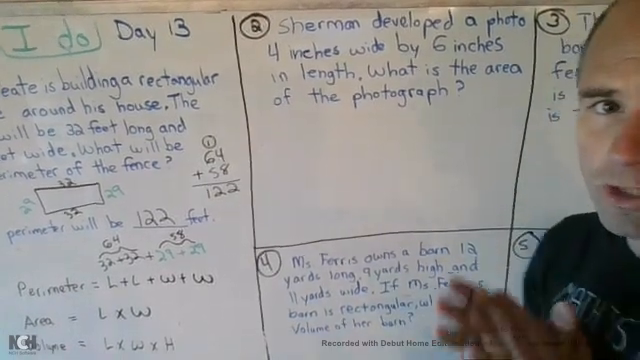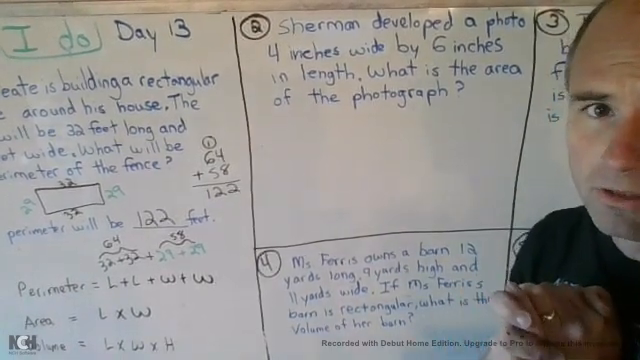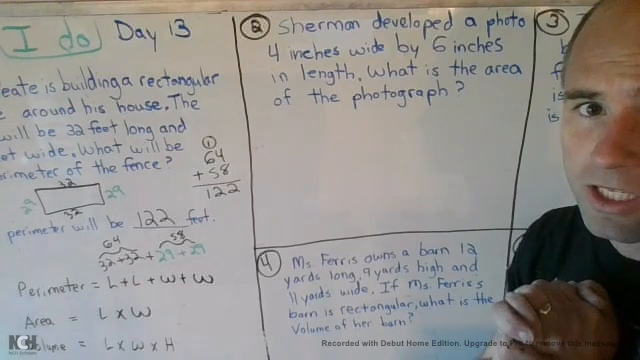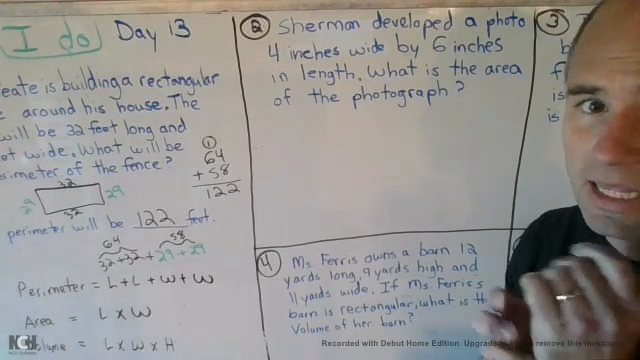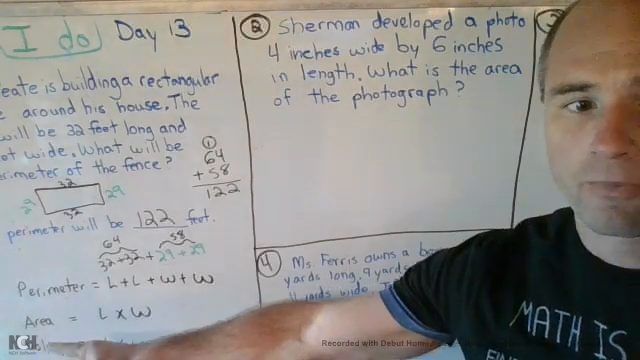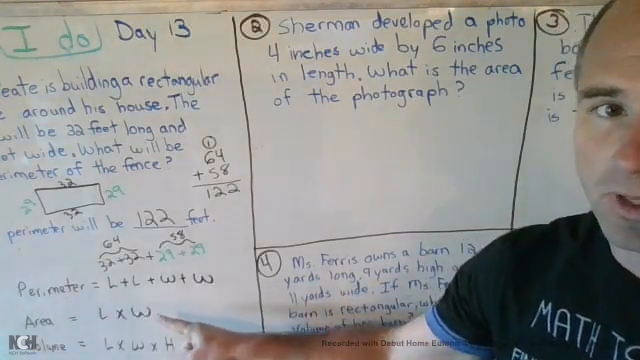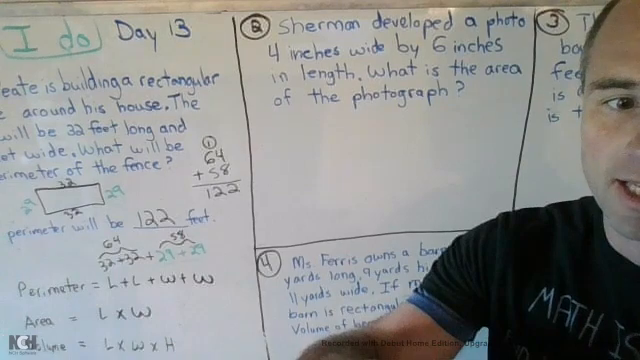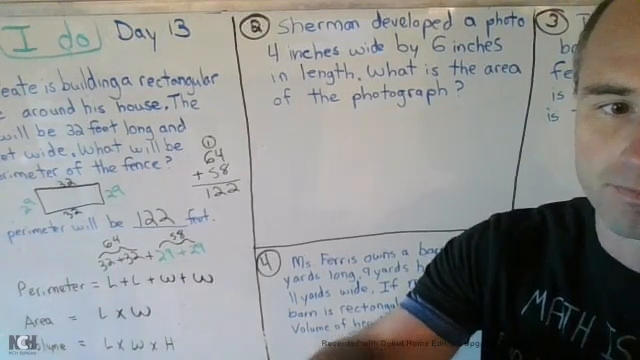So number 2, Sherman developed a photo 4 inches wide by 6 inches in length. What's the area? Use that formula down there, length times width, to find your area. Hit the pause button and do that now.